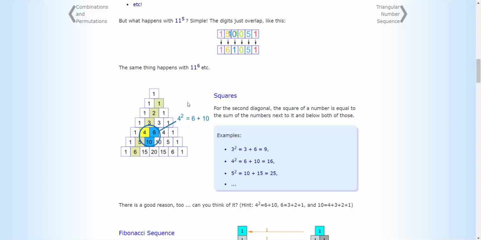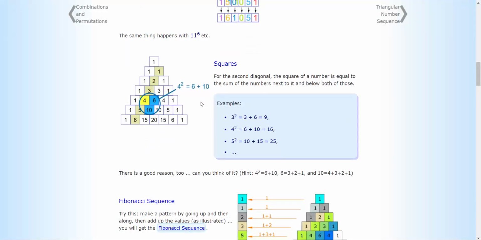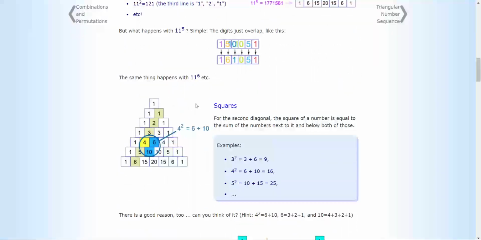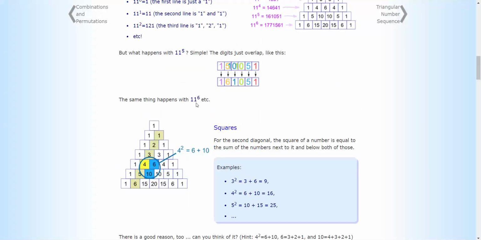So it's like this number, which is the square of a number, basically any square in here, equals the sum of the number next to it and the number below it. So 3 to the power of 2 is actually 3 plus 6. 4 to the power of 2 is actually 6 plus 10. And 5 to the power of 2 is actually 10 plus 15, and so on. Okay, whatever.